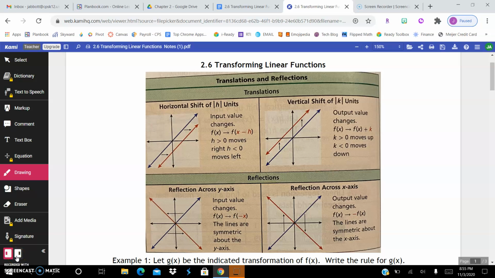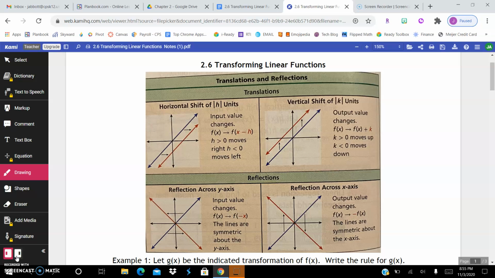For section 2.6, we're going to transform linear functions. And this first picture I have for you shows how to rewrite your equations, your functions, if you have a translation or a reflection. There are a couple of different translations.